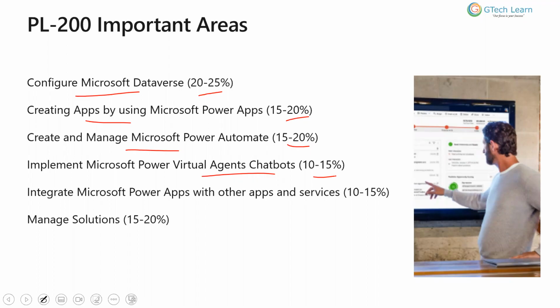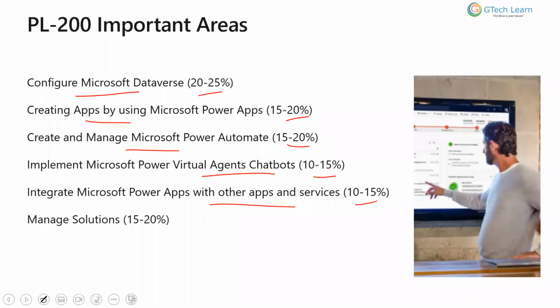Then, we have another very important area. It is related to your Microsoft Power Apps with other applications and services, like using the Power Platform. What are the other services we can opt in, and integrate for better results and better services in the organization? You get that in a specific area, and from it we can expect approximately 15% of the questions in the exam.